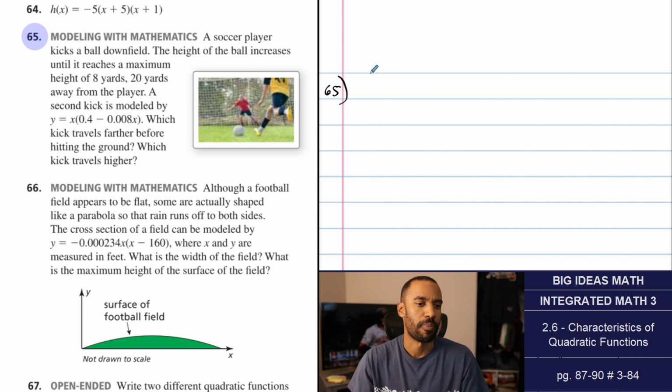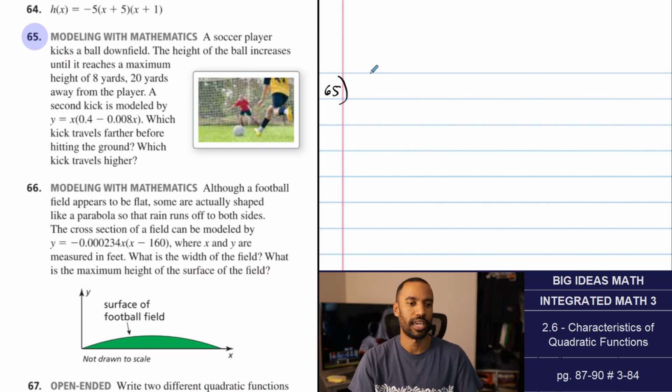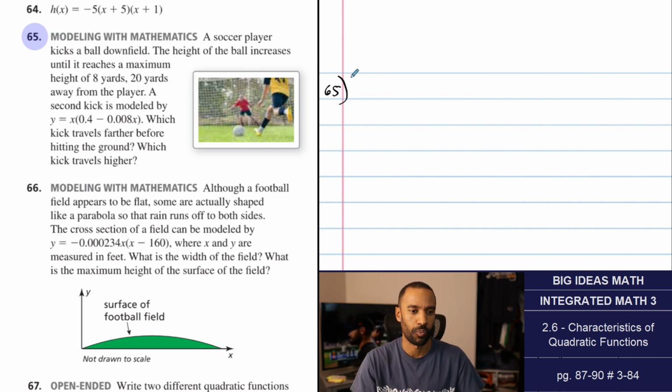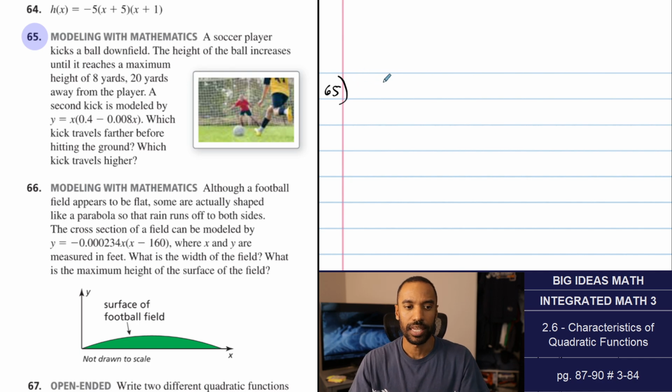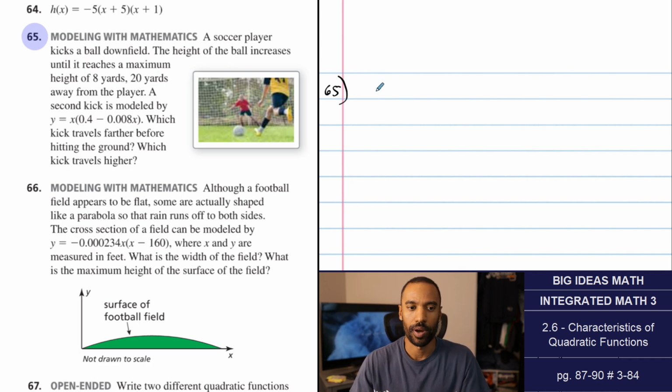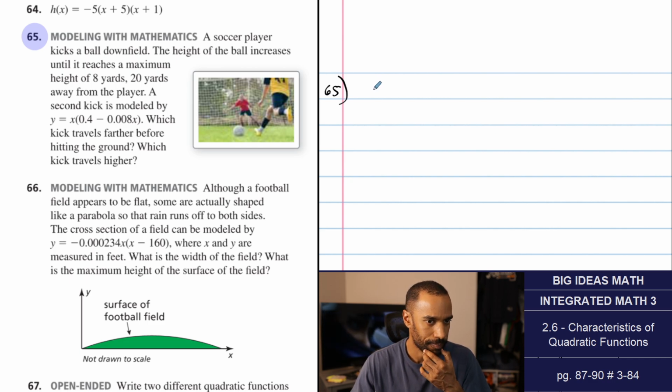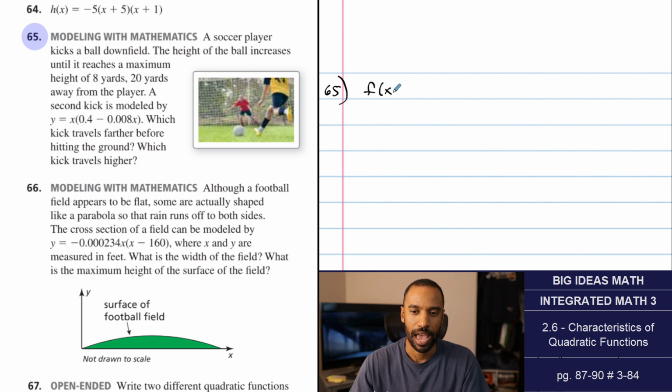A second kick is modeled by this equation here. Which kick travels farther before hitting the ground? Which kick travels higher? Okay, so let's look at the first one with the 8 yards up and 20 yards over. If I write a vertex form version of that, I'll just call it f of x. F of x equals, now as far as so that's a vertex, right?